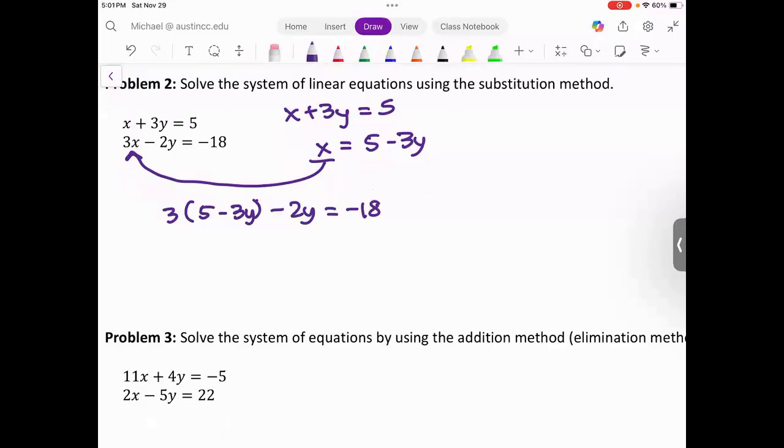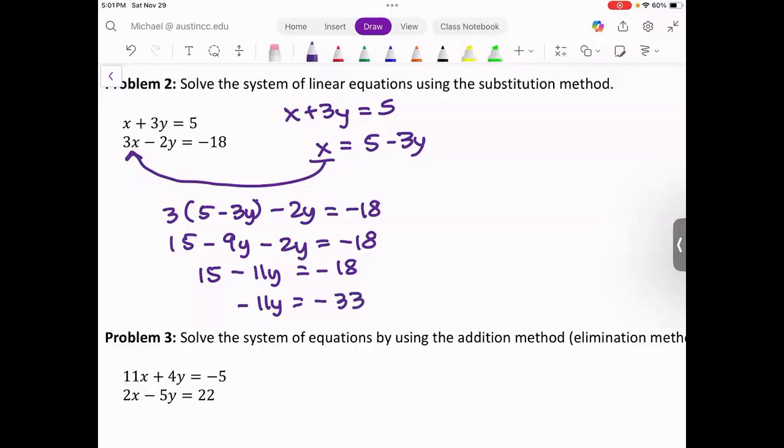All right, so let's expand that out. 15 minus 9y minus 2y equals negative 18. So that's 15 minus 11y equals negative 18. Or negative 11y equals, let's see, subtract 15 from either side, we'll get negative 33, which gives us, after we divide each side by negative 11, y equals 3.